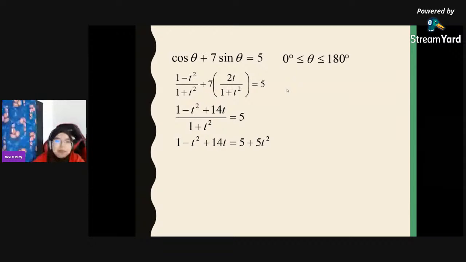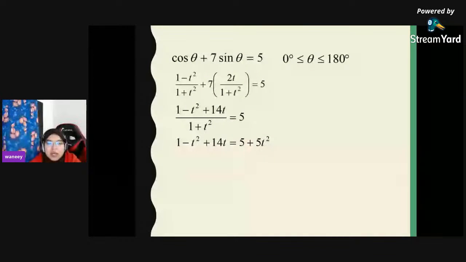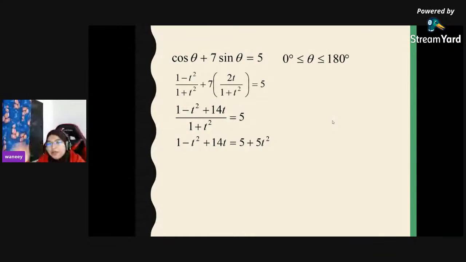Okay, so what will happen is that we are going to end up with 1 minus t squared plus 14t equal to 5 plus 5t squared. Okay, so simplify the left hand side, simplify the right hand side. So bring everything to the left hand side because we want to start factorizing our quadratic function. Do make sure you have 0 on the right hand side.